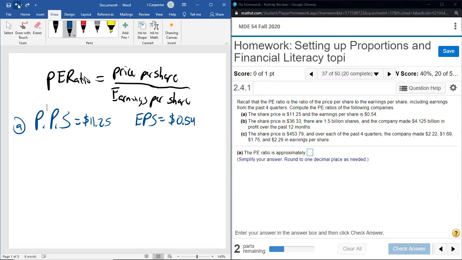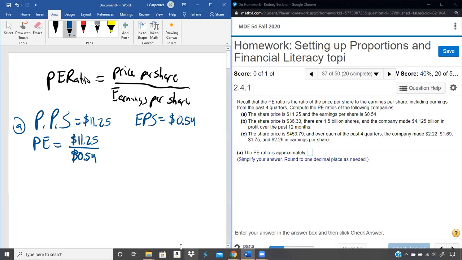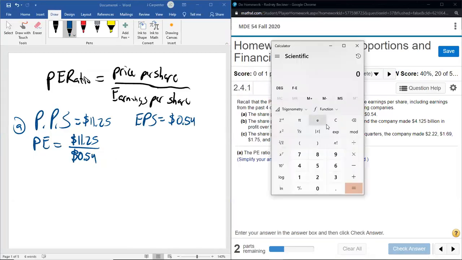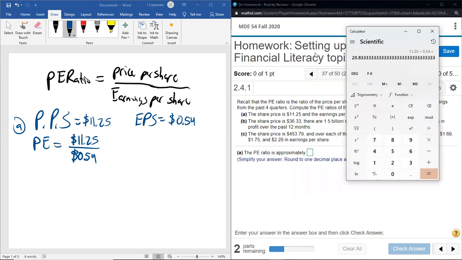This is the easiest one. So your PE ratio, which I'll just write PE, is $11.25 divided by ugly dollar sign, 54 cents. We pull out a calculator. We do 11.25 divided by 0.54, and we get this ugly number, 20.8333333333. They tell us to round to, interestingly enough, 1 decimal place. I thought it was 2 for some reason. Hold on a second.